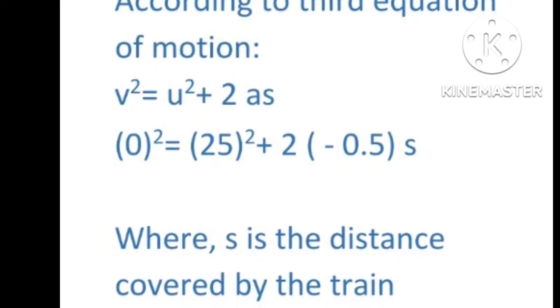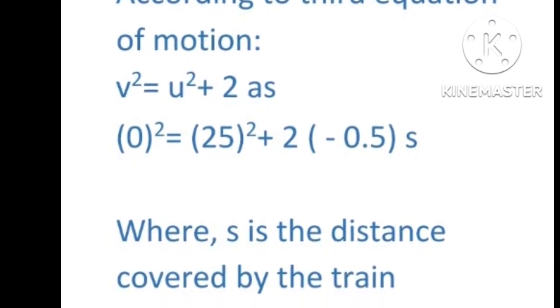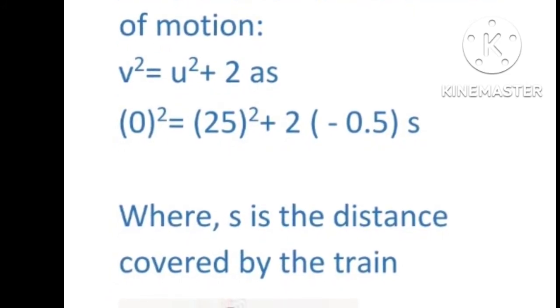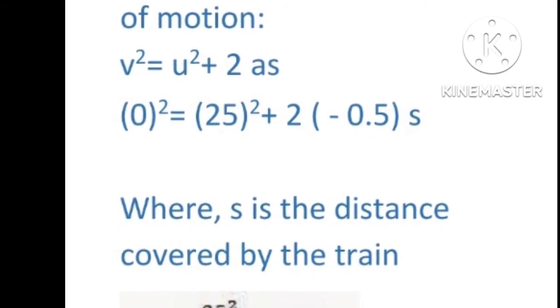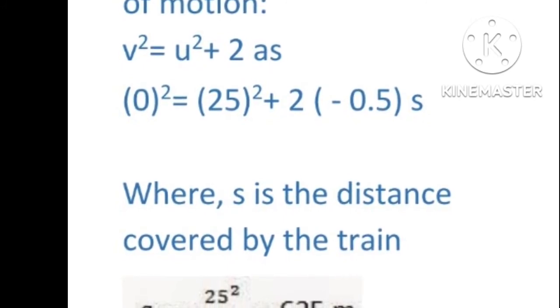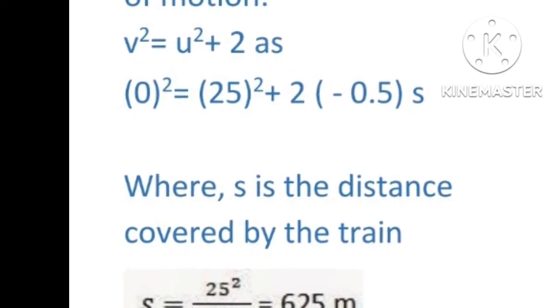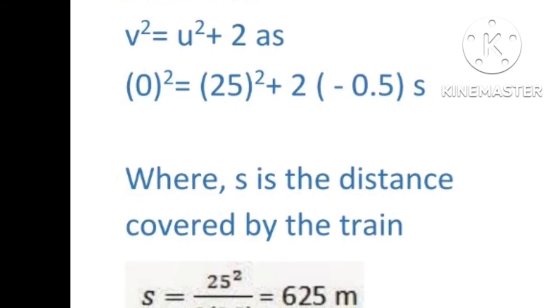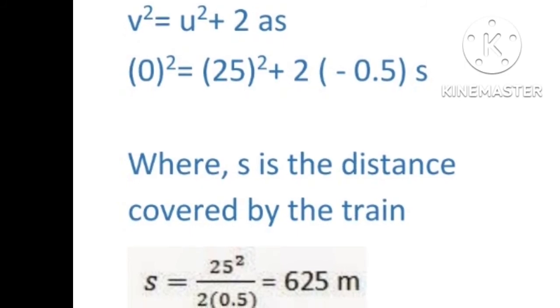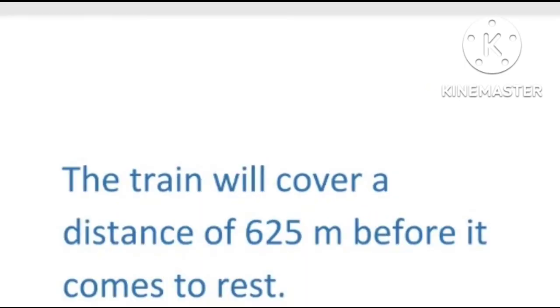That will be 0 square equal to 25 square plus 2 into minus 0.5 into s. Okay, here s is the distance, so we can just rearrange the equation to get the value of s. That will be 25 square divided by 2 into 0.5, that is 625 meter. That means the train will cover a distance of 625 meter before it comes to rest. Hope it is clear to you.